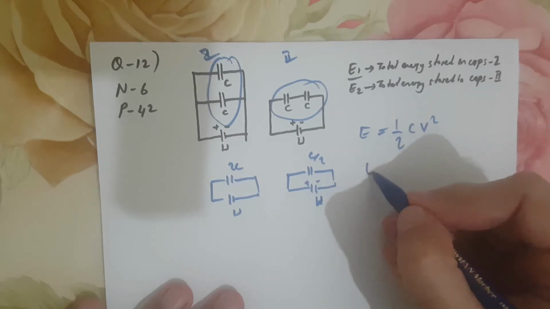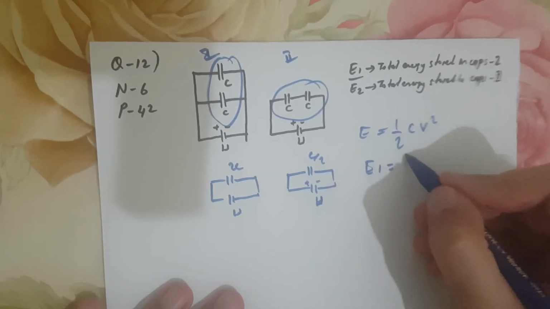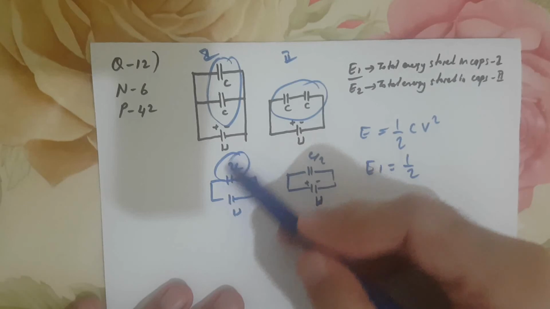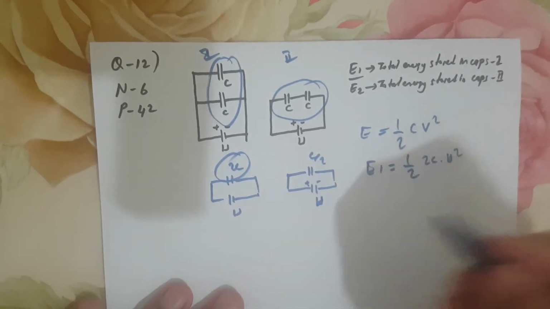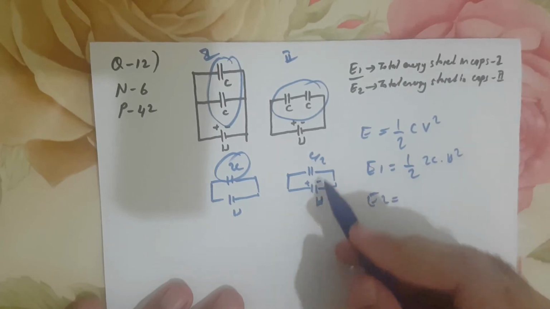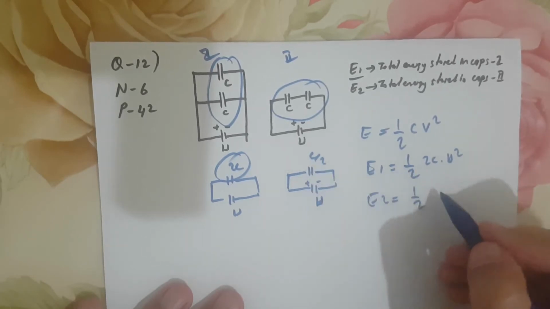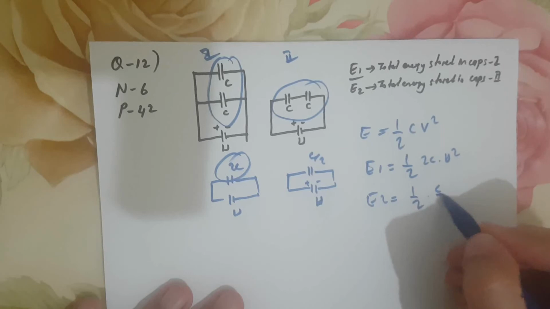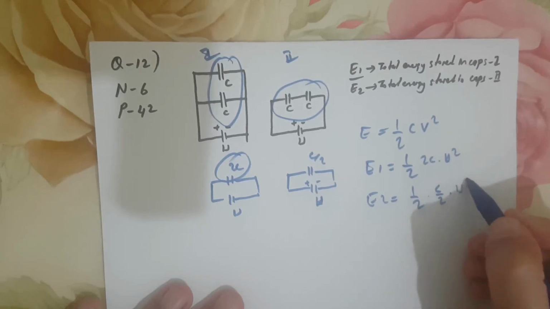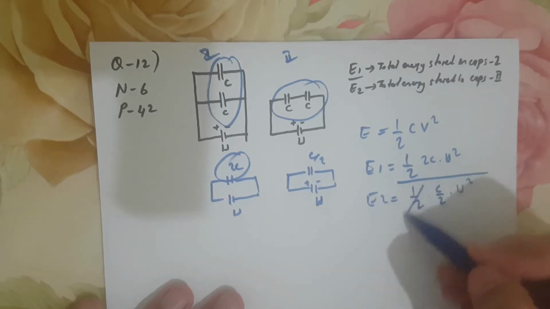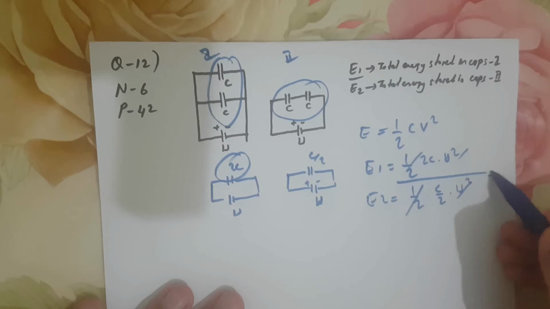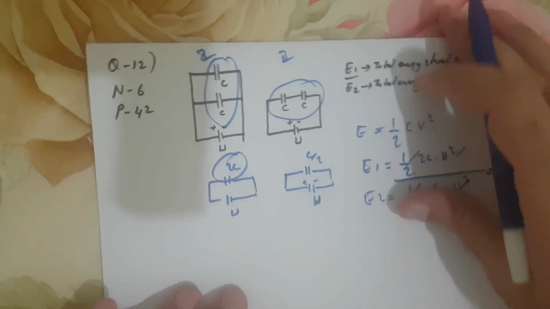So let's write for E1. E1 is equal to 1 over 2. The C equivalent is the 2C and then V is U. U is squared. What about E2 is equal to 1 over 2 and then C equivalent is C over 2 times U squared. And then when you take the ratio, what happens? This one is gone, this one goes up, so it becomes 4. Okay, well, let's look at the next question.